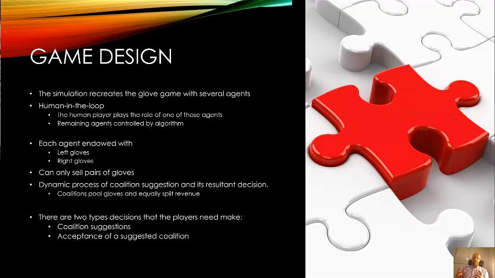If they form a coalition, they can pool their gloves together and sell the collective pairs, but they have to split the revenue equally. What does this mean? It means that the players have to balance how many people they let into the coalition, because they have to share with them, against how many pairs they can generate. So there are two types of decisions that have to be made by the agents. One is what coalitions they would suggest, and the other is which of the coalitions suggested to them they should accept.